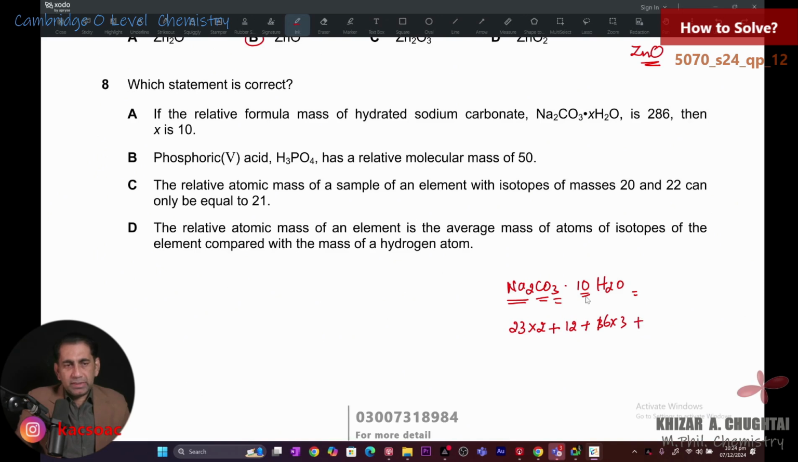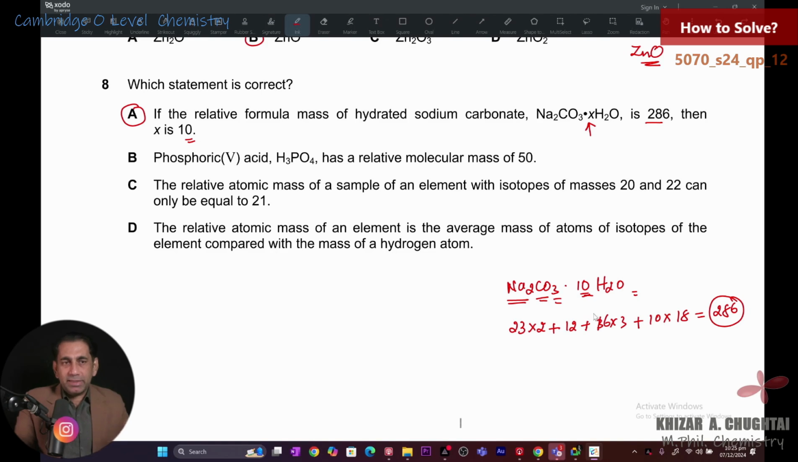plus 10 of water, and the mass of 1 mole of H2O, not 1 molecule, is equal to 18. So what is the overall answer? The overall sum is equal to 286. Yes, so it is correct that when I put x equal to 10, the mass is equal to 286. So it is confirmed that A is the correct option. Obviously, the other options will not be correct. You can check them by yourself.